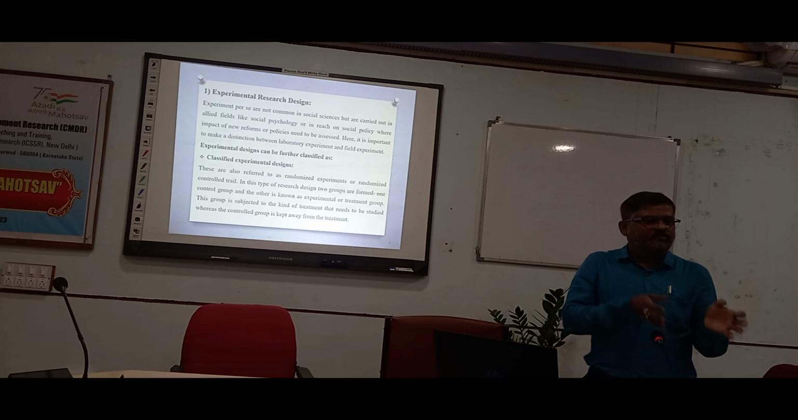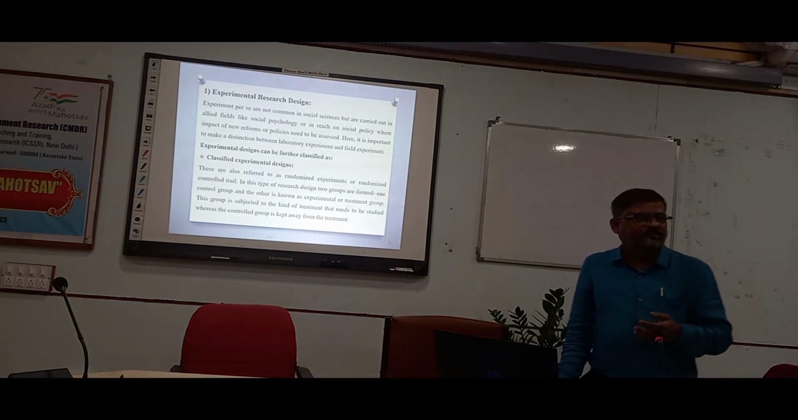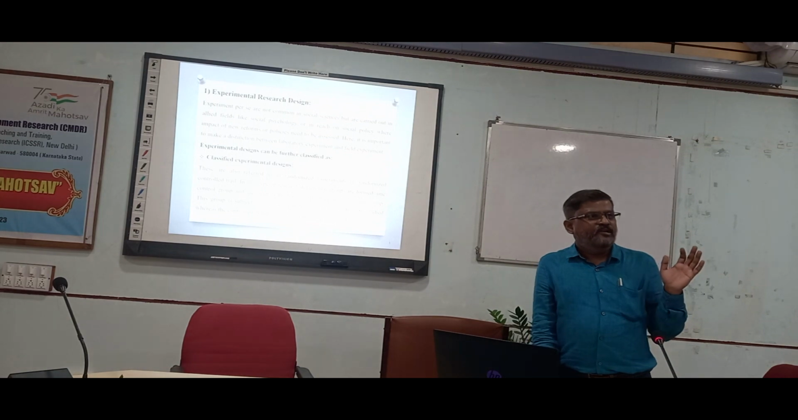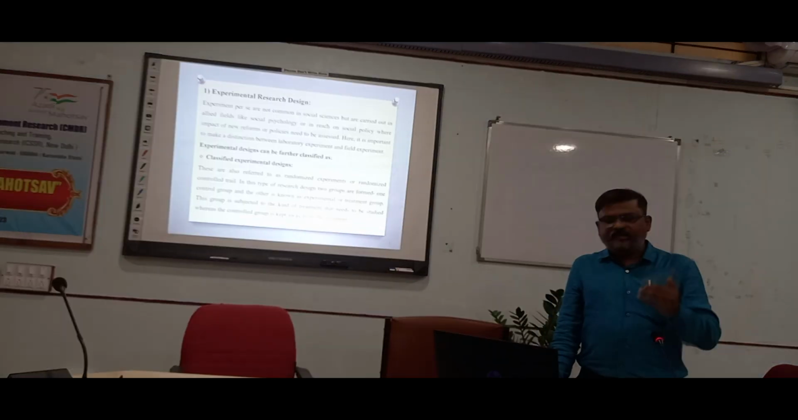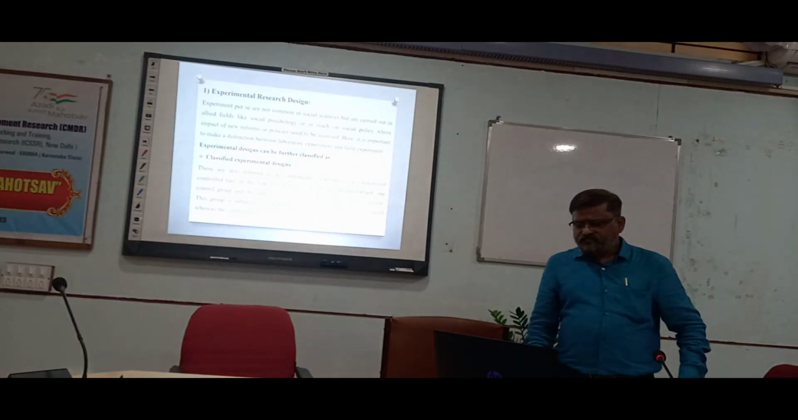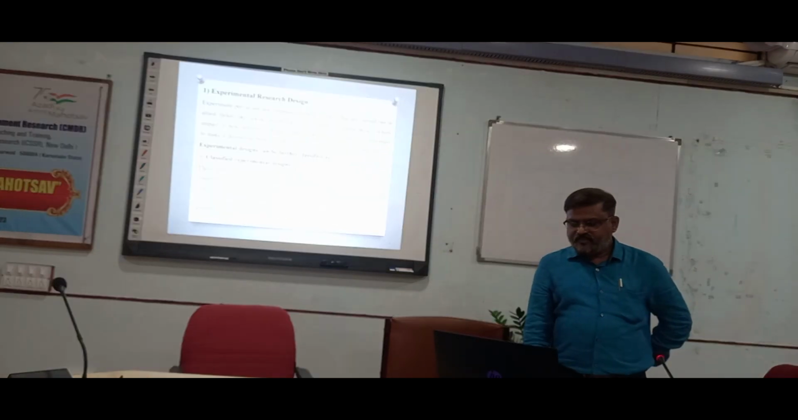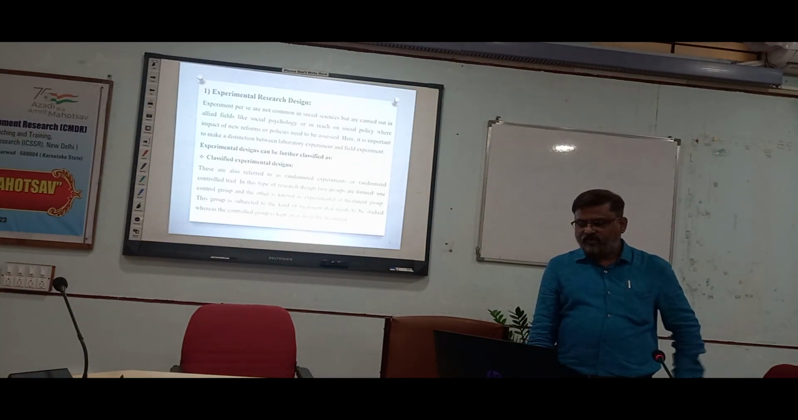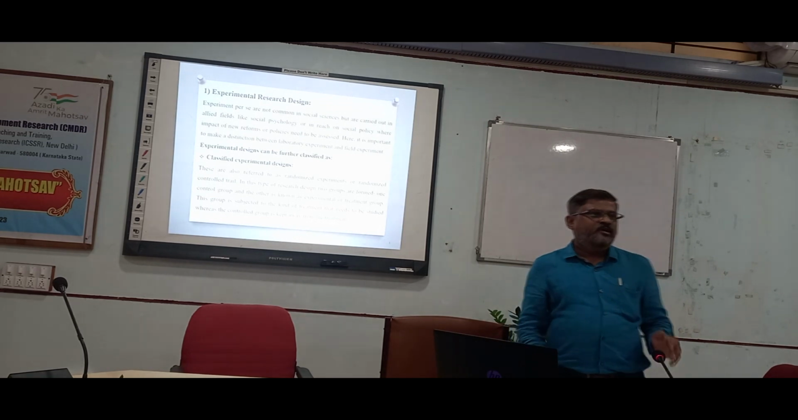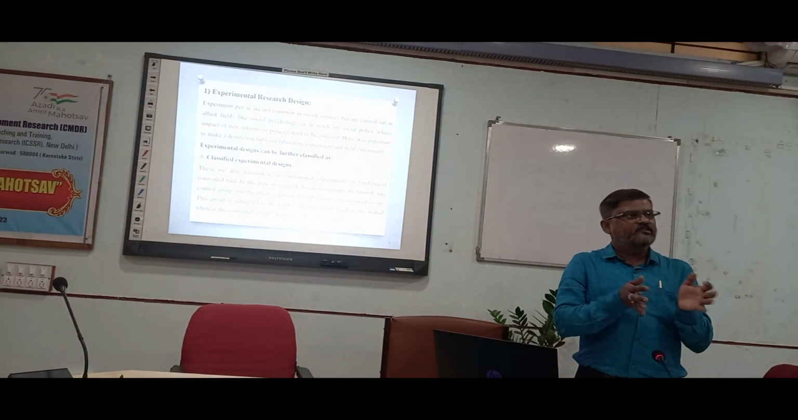They will bring any kind of plant or animal and conduct the experiment within the laboratory. But when we are dealing with human beings, society is our laboratory, so our experiment will be conducted in the field. This experimental design can be further classified. In this type of research design, two groups are formed: one is the control group, and another is the experimental group.